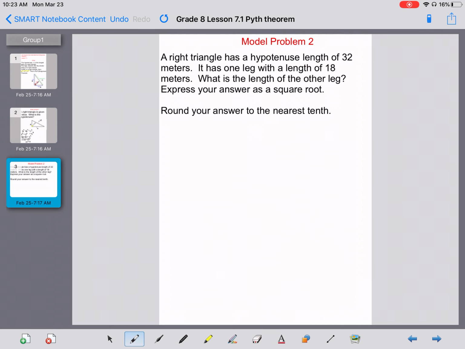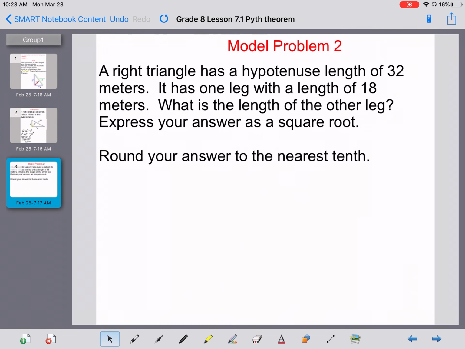And the second problem. A right triangle has a hypotenuse with a length of 32 meters. It has one leg with a length of 18 meters. What is the length of the other side? Express your answer as a square root, and then we're going to round our answer to the nearest tenth. So we're going to express our answers in two different forms. So take a second to copy down the question.